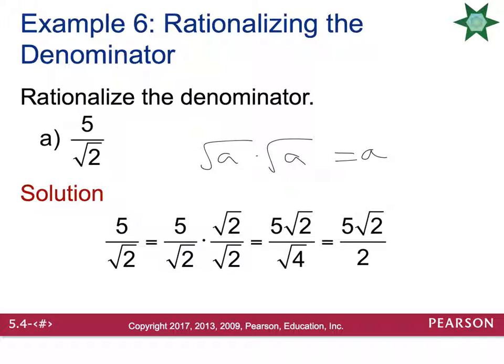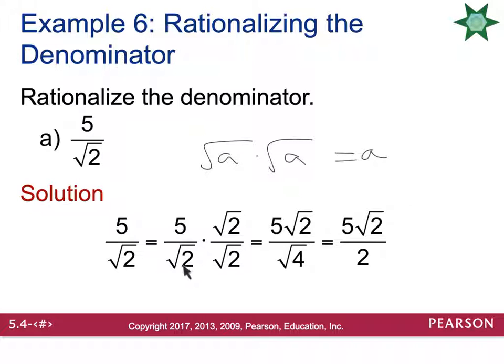Right? Okay. So because it's the square root of a squared, we can recognize that the square root of 2 times the square root of 2 is 2. So we're trying to get rid of that radical in the denominator. So we multiply times the square root of 2 on the top and bottom. Remember, we have to multiply the top and the bottom times the same thing with fractions, right?